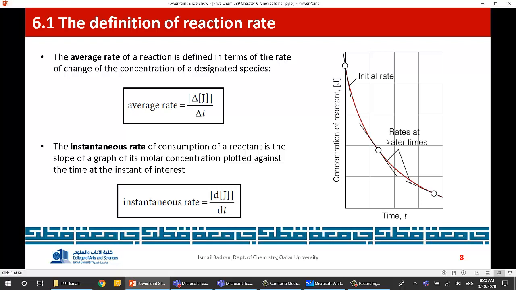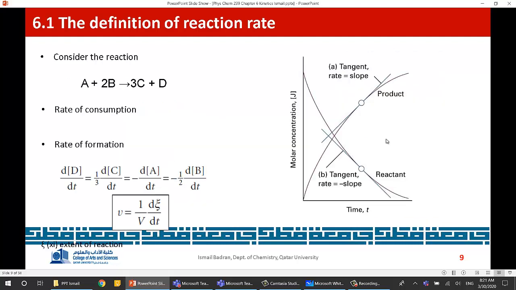We have the instantaneous rate, which is the one you calculate at a given point, let's say at the beginning, at the middle, at the end. At time 0, at time 10 seconds, 20 seconds, 1 minute, whatever. This will give you the instantaneous rate, and the instantaneous rate will be different, of course, between each point. You have also the average rate, which means the average of the whole thing. And you have also the initial rate, which is the one taken at the very beginning of the reaction, and this is the most important and the most used.